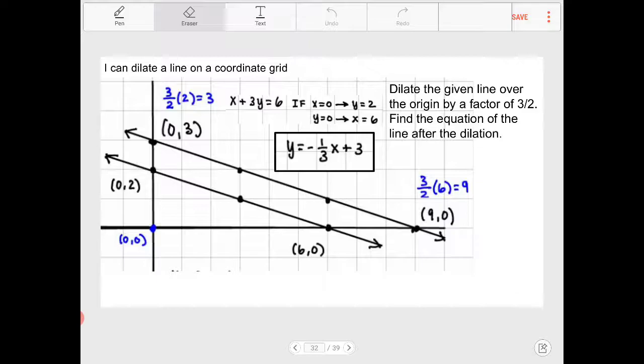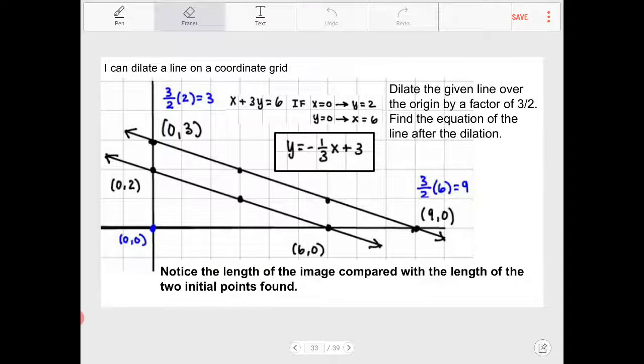No. But again, just understand that sometimes on the Regents and on many other standardized tests, as well as when you're just problem solving in general, you should be flexible in your ability to work with the equation of a line expressed in different forms. Again, notice that the length of the image compared with the length of the 2 initial points found, the image is in fact 1.5 times longer than the original.